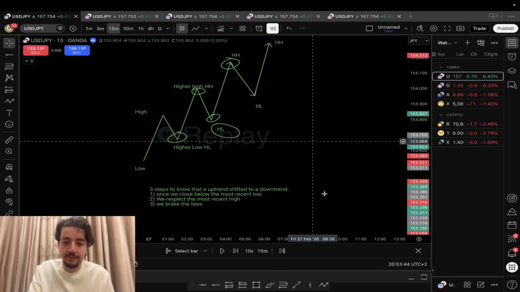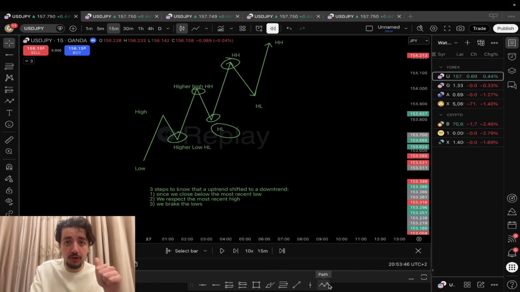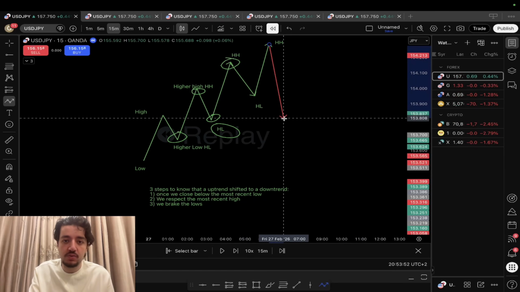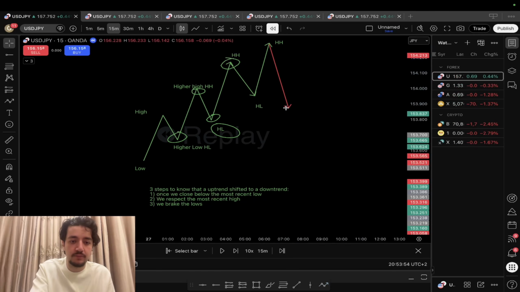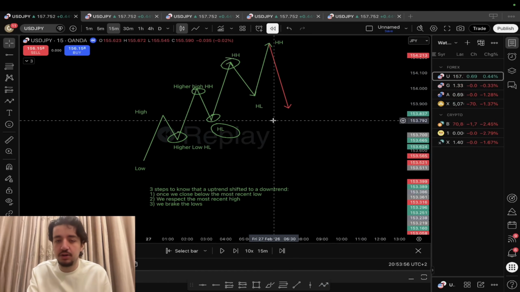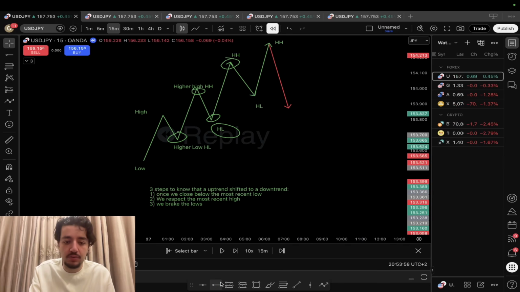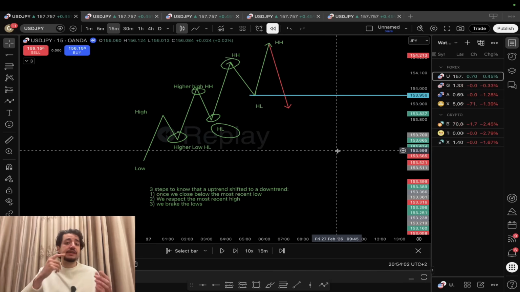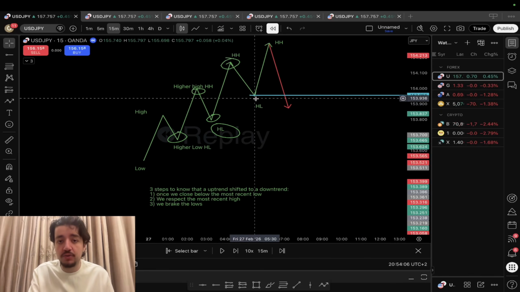clear uptrend here. Now, what's the first step to know that we're switching from an uptrend to a downtrend? The first step is once we close below the most recent higher low. Boom. Here we close below the most recent low, which is this higher low. What is this called? I want you to say it so I know if you're understanding or not.